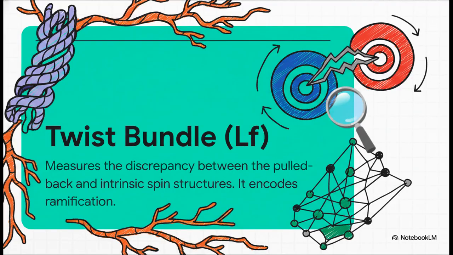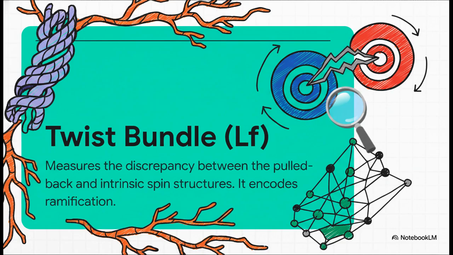So what on earth is this twist bundle? Well, like the slide says, it's measuring a discrepancy, but a simpler way to think about it is this. It's a way of measuring exactly how much the geometry has to twist and turn at those branch points to make the view from the source line up with the view of the target.